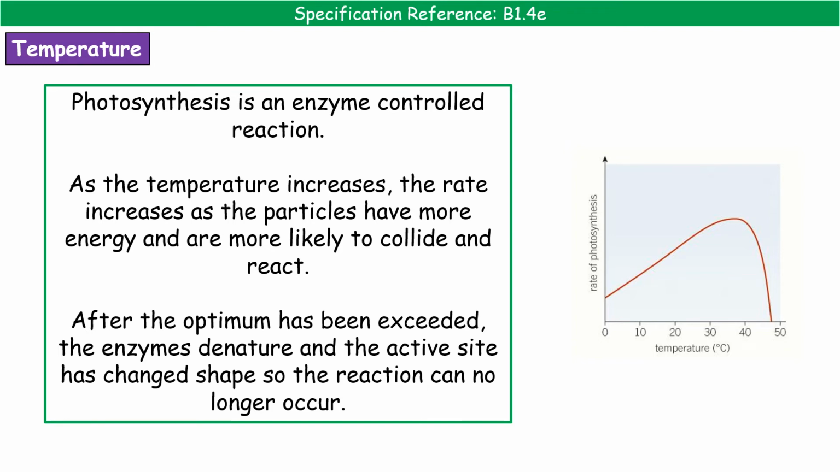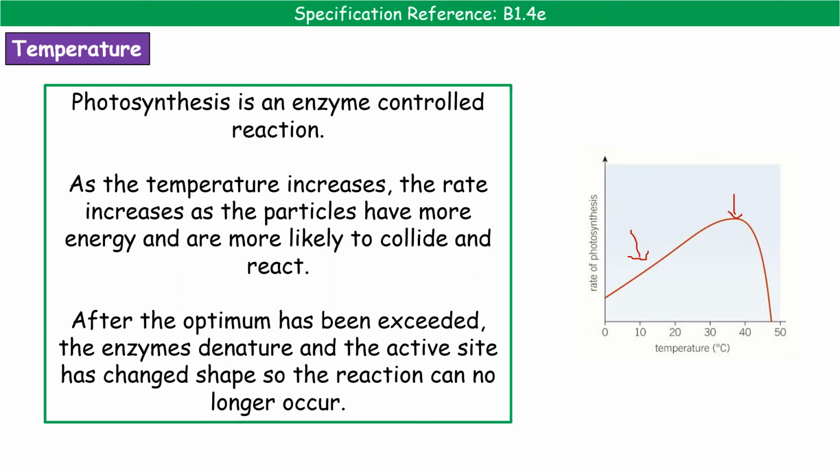Initially we can see increasing the temperature increases the rate of photosynthesis. The reason being that as we increase the temperature, the particles gain kinetic energy, they're moving faster, and therefore we have more frequent collisions. So more reactions take place in the same time. We do then get to our optimum, which is the highest point on our little graph there. And the optimum is the temperature at which photosynthesis is happening at its fastest rate.